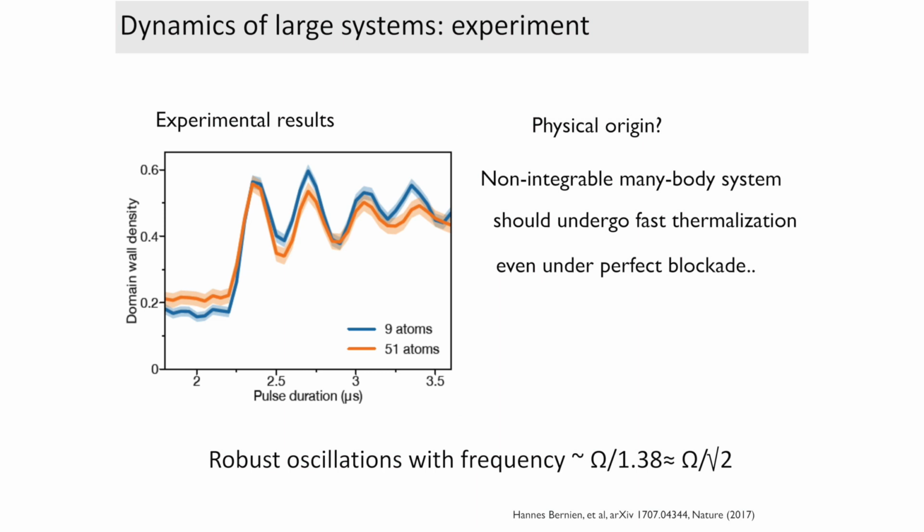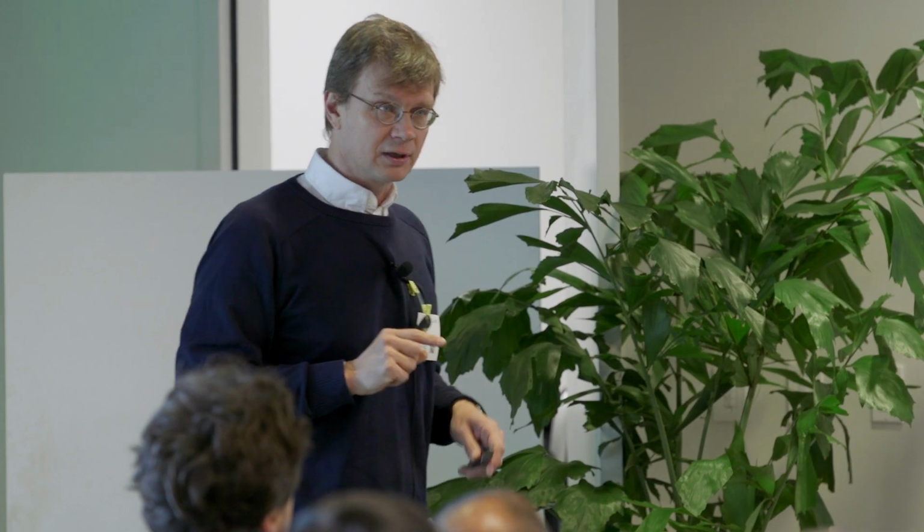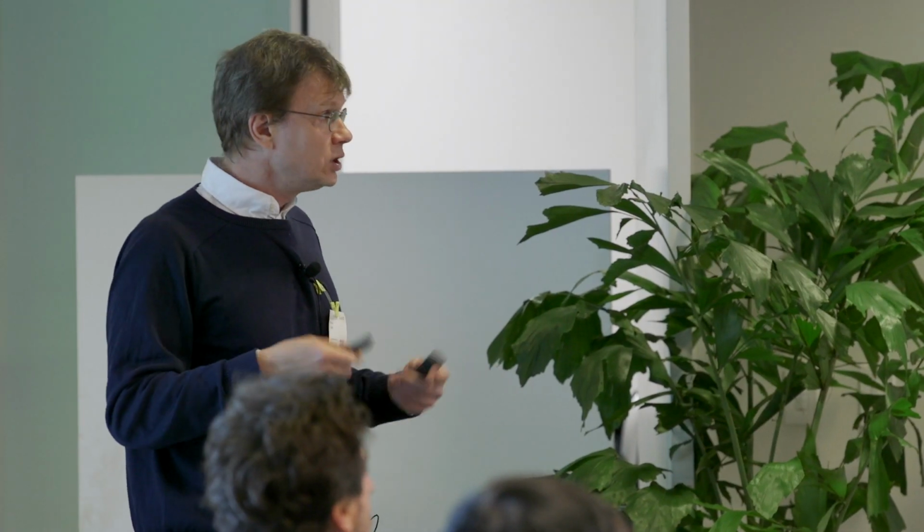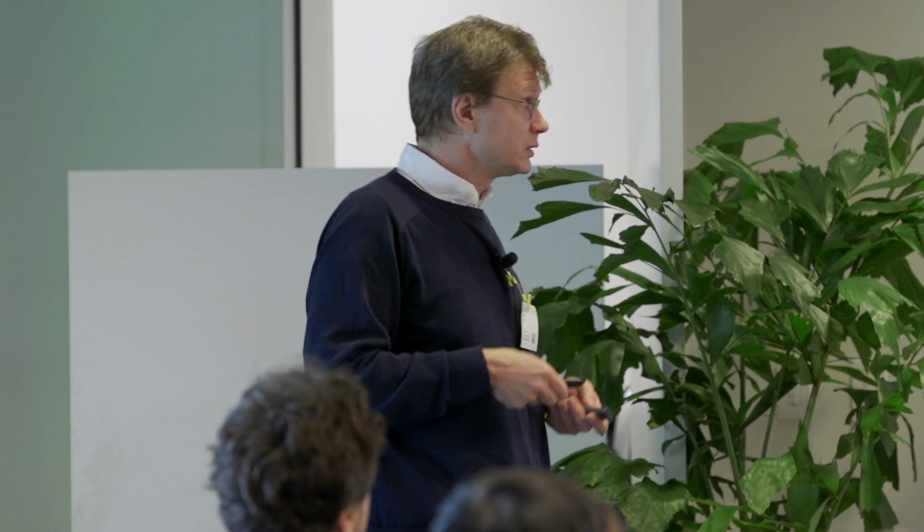Well, you could say that you have this blockade effect, so maybe it's not a usual system, but still, even under blockade, it turns out that the Hilbert space still scales exponentially. It actually scales exponentially as a golden ratio, and this is not an accident, it turns out. But still, you should expect thermalization. So Hannes and Sun Won started trying to simulate this system, and you cannot simulate a 51-atom chain, but a smaller scale. They also tried using things like matrix product states, and indeed they were able to reproduce this observation.